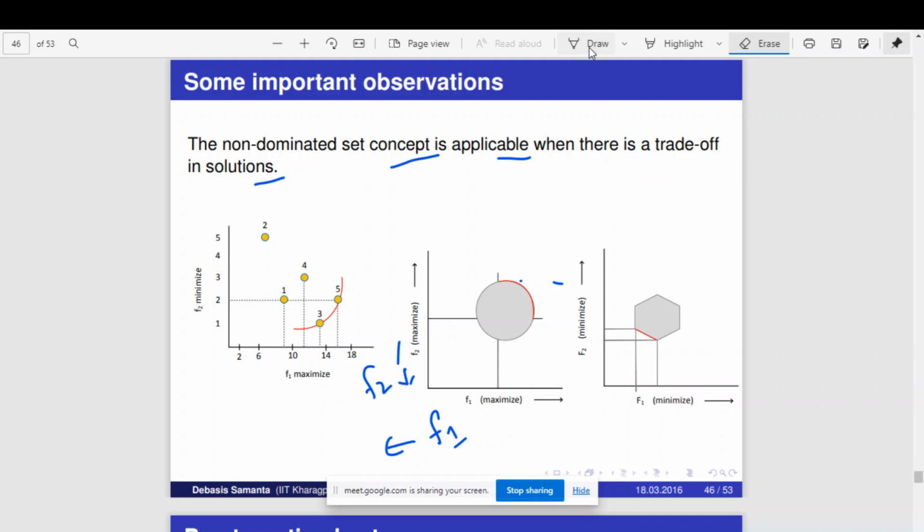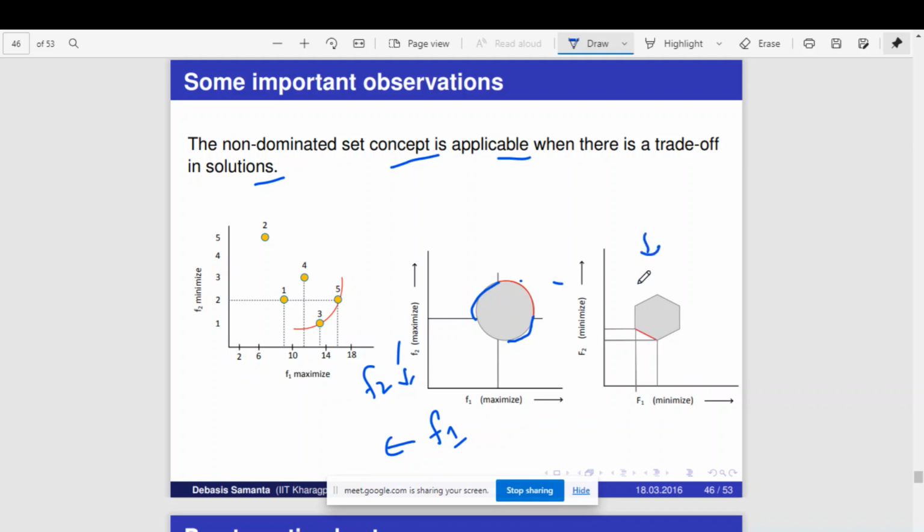Hmm. That is both maximizing. Right side down. Yeah, this. Okay, good. If you want to minimize F1 and maximize F2, left up. Okay. So like this you can identify, right?